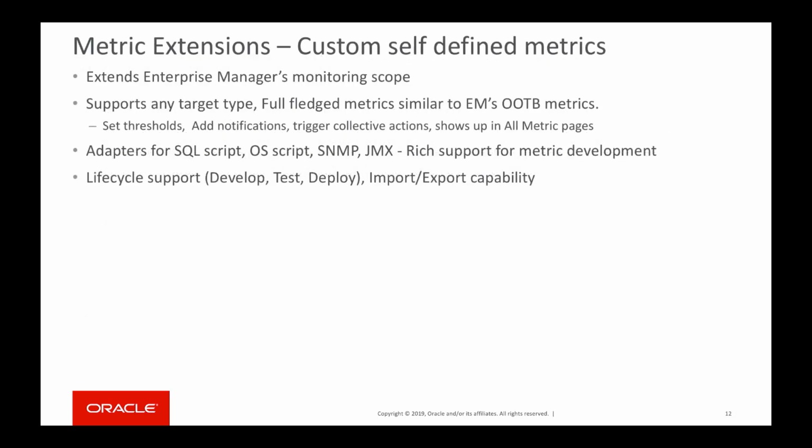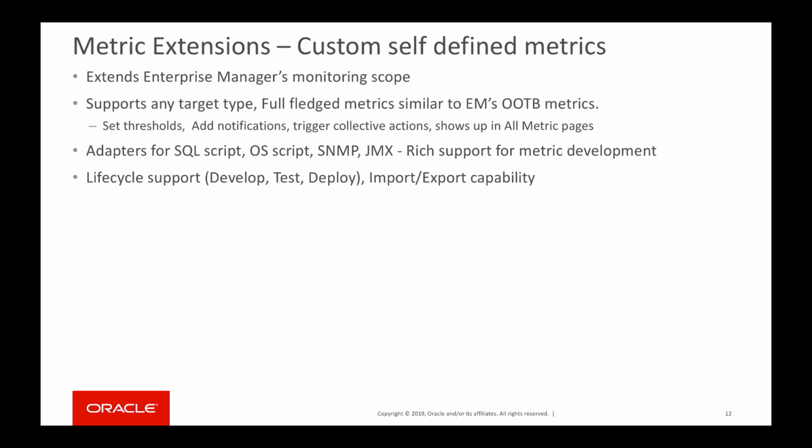The next topic is metric extension. So we talked about the metrics that are pre-configured in EM. In addition to those out-of-the-box metrics, which EM ships with, Enterprise Manager offers a mechanism where customers can craft their own set of metrics. That's metric extension. So metric extension allows you to extend the monitoring scope because you can create your own set of metrics to suit your particular needs.